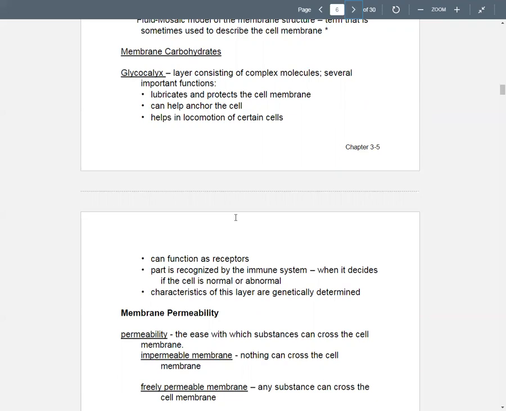They can serve as receptors. Part of that glycocalyx can be sensed by the immune system. It can help you tell if a cell is a normal cell or an abnormal cell. All of these characteristics are based on the genetics of the person, based on the person's DNA. The levels build on each other.